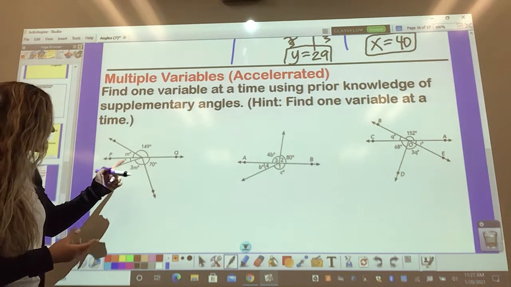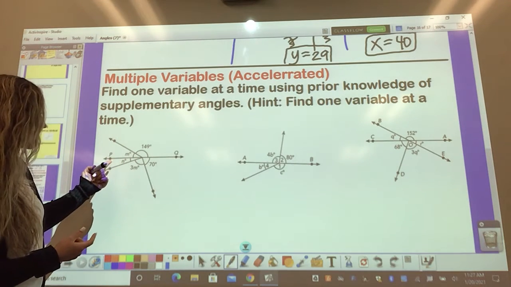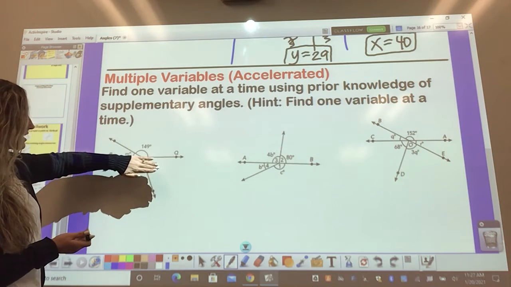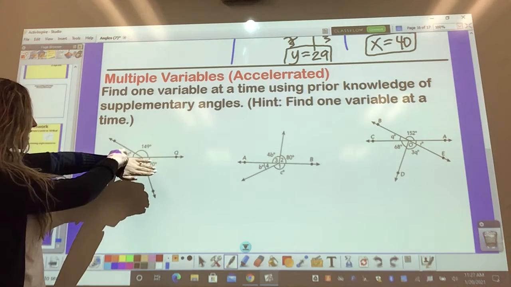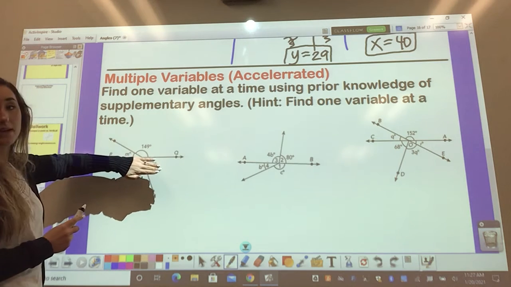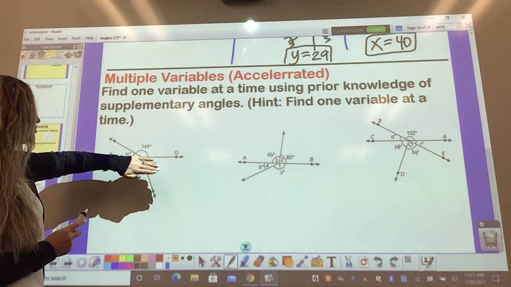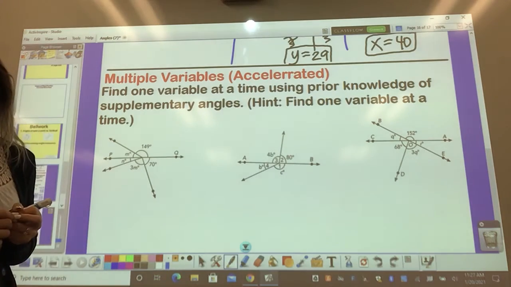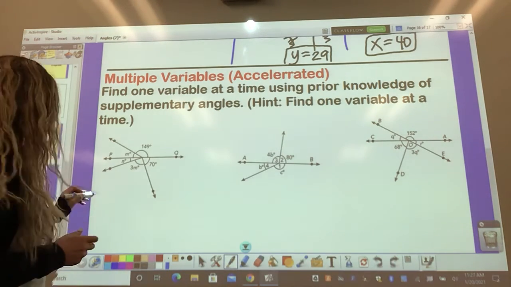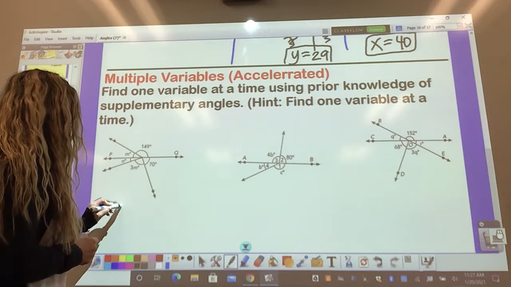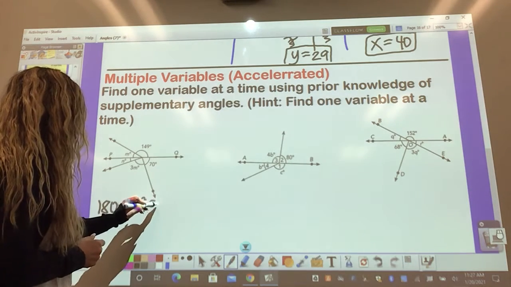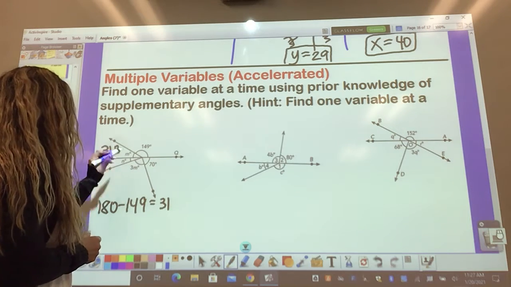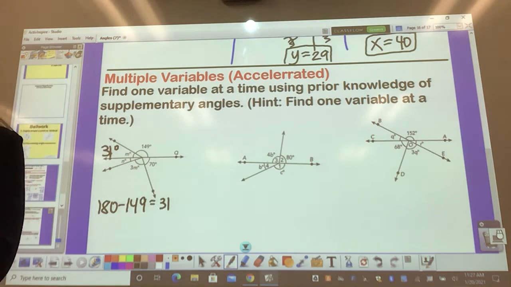So in this one, I can't find this variable n yet. I actually need to find m first. And if I block out all this extra stuff, 149 and m are supplementary, so those should add up to 180. So if those need to add up to 180, then m would need to be 180 minus 149, which is 31. So m is going to be 31 degrees.